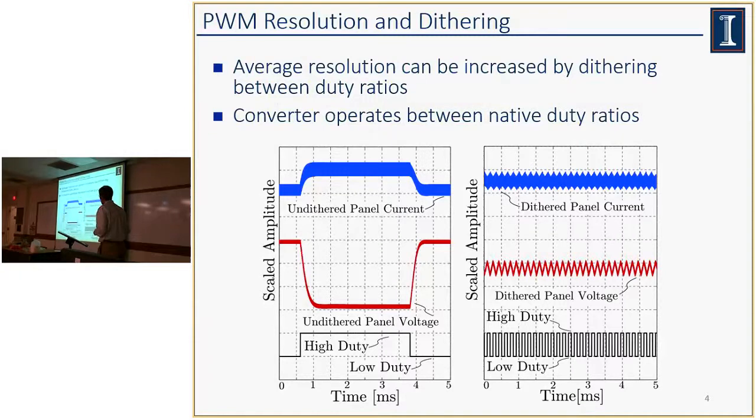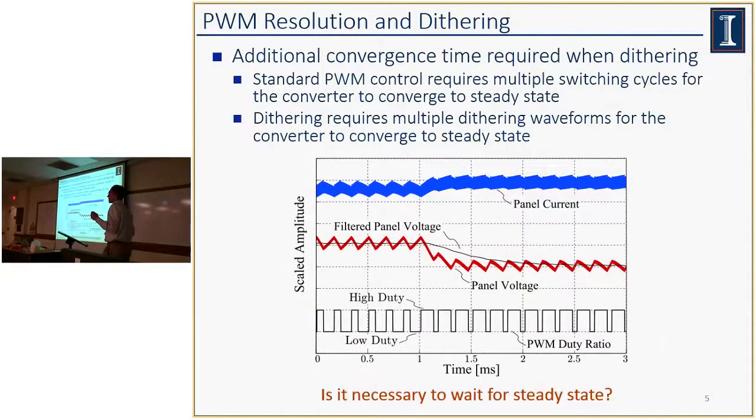Now, this deals with our control resolution problem, but it also causes other problems. And that is basically we end up trading off control resolution for tracking speed.